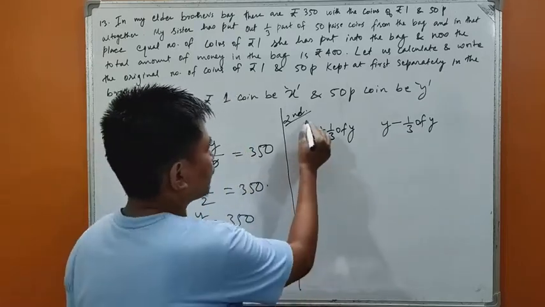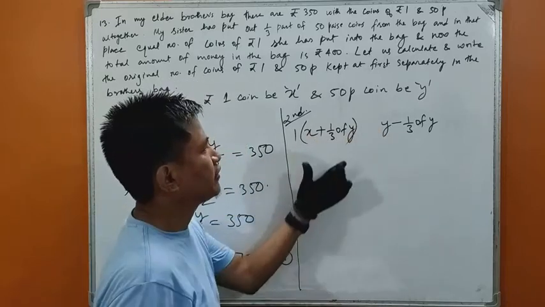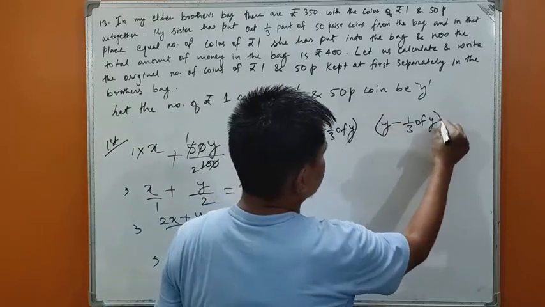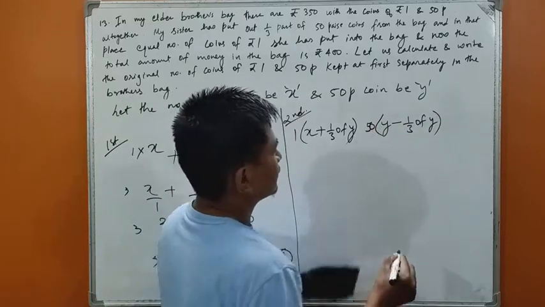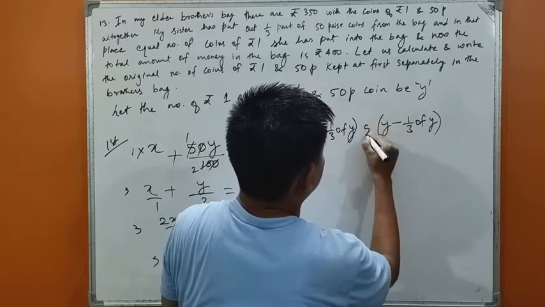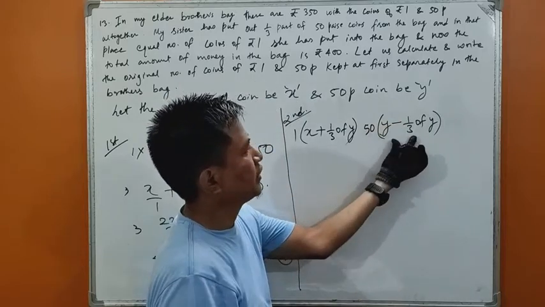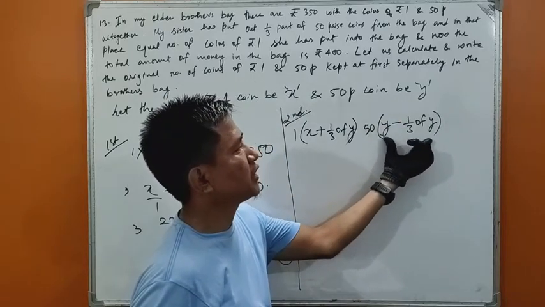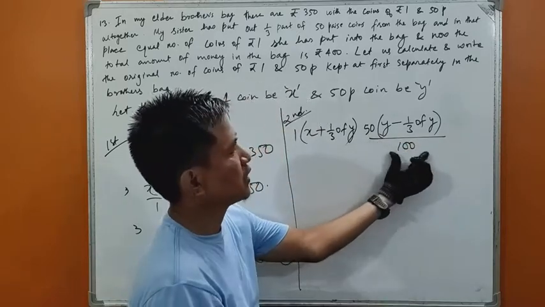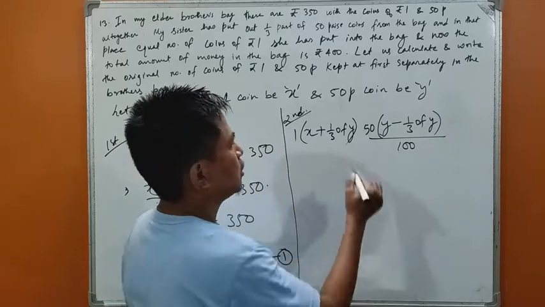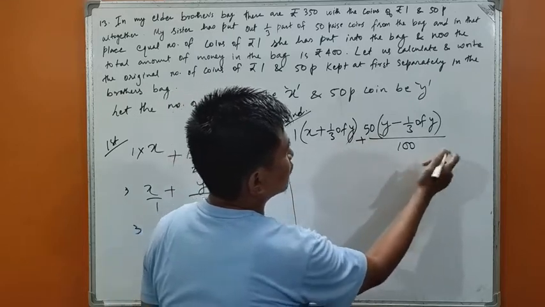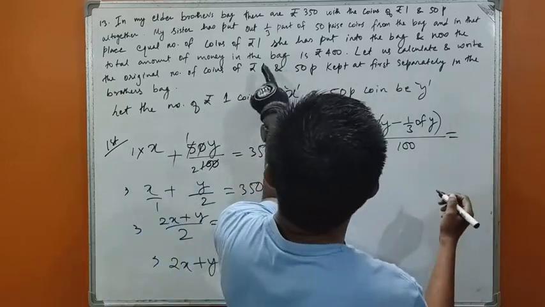So if you multiply this by 1, you will get the amount of money because this is 1 rupee coins. And if you multiply this by 50, let me write 50 clearly, okay? If you multiply this by 50, this will be the amount of money in paise. So if you divide this by 100, this money will be also converted into rupees. So this rupees plus this rupees, this amount of money plus this amount of money, total amount of money is rupees 400, isn't it?